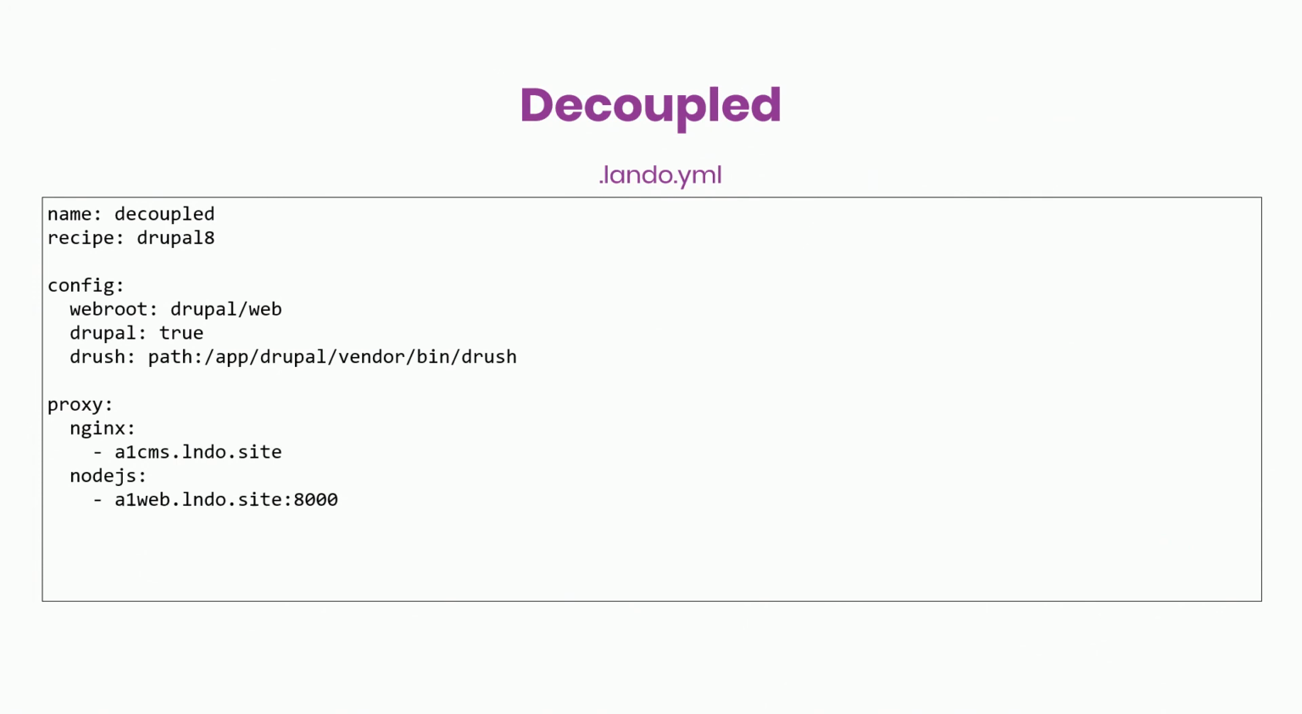So anyways, the decoupled aspect, we've got essentially two applications. We've got a Drupal application, and in my example, I had a Gatsby application. And I want to be able to spin up both of those at the same time. I do it in Lando.